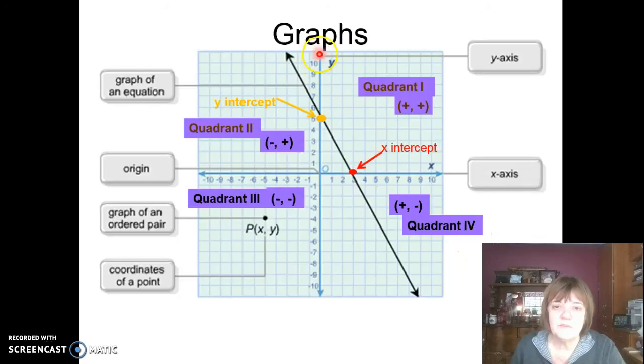Now, I want to show you something that I've added. This is called the y-intercept, and this is called the x-intercept. These are going to become very, very important things to us very, very soon. And so I wanted to introduce the idea of an intercept.